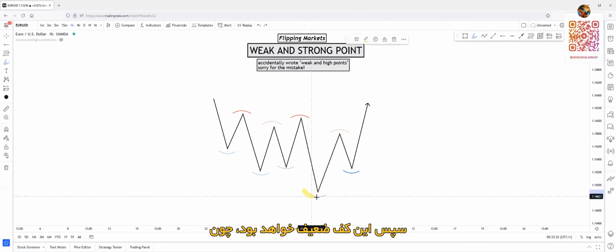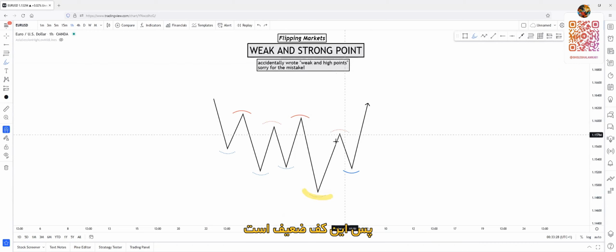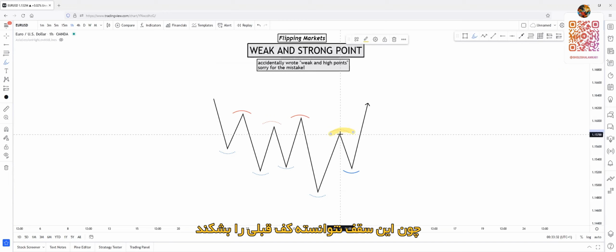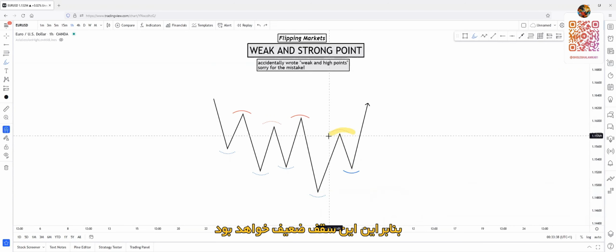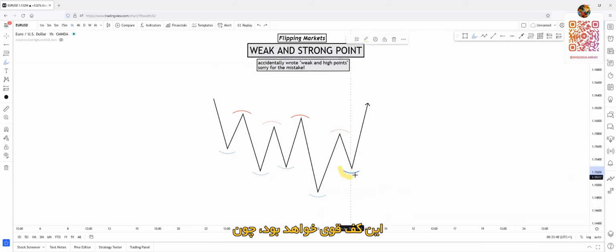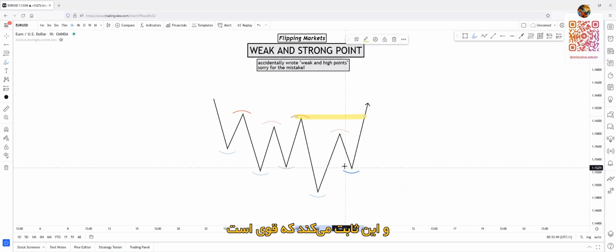After this, this will be weak because this low couldn't break above the last strong high. So this is weak. After this, this high will be weak again because this high couldn't break below the last low and couldn't continue the overall structure. So this will be weak. This low will be strong because this low could break above the last high point. So this proves this is strong.